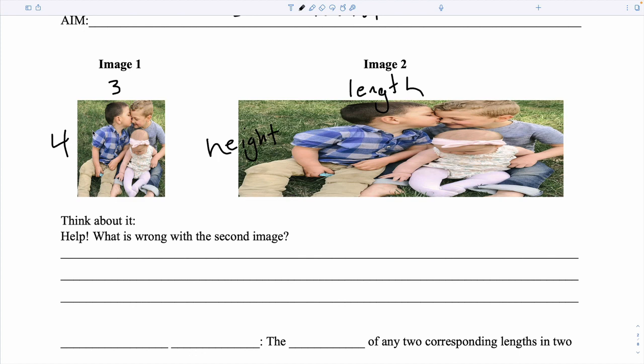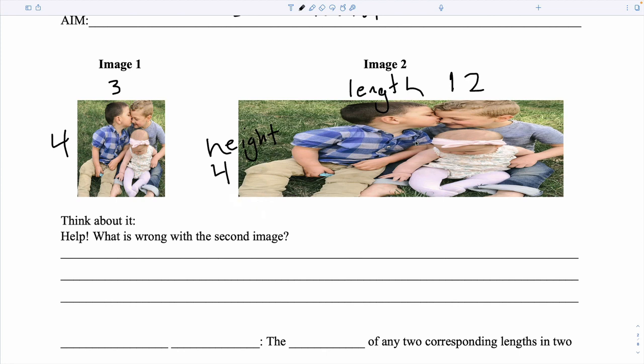3, 2, 1. Share out what you think happened. I'm going to give you some more info. This new side that I have is 12, we'll say centimeters. The old side was 3. This old side was 4, and it is still 4. What happened with my picture, Jersey?